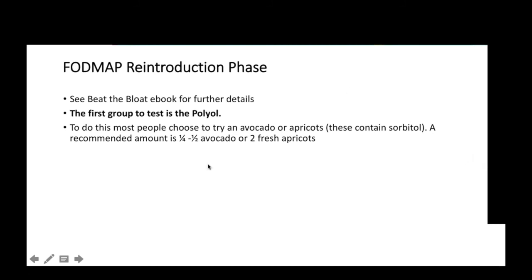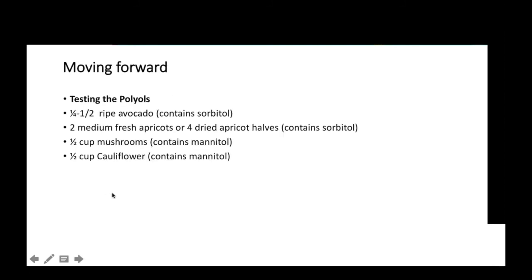And what you would tend to do is add these foods either at breakfast or lunch one day, and then monitor your symptoms. If you get lots of bloating that day, then I would stop those sorbitol, mannitol, and calm yourself down. So go back to a low FODMAP diet, and then maybe try a different group.